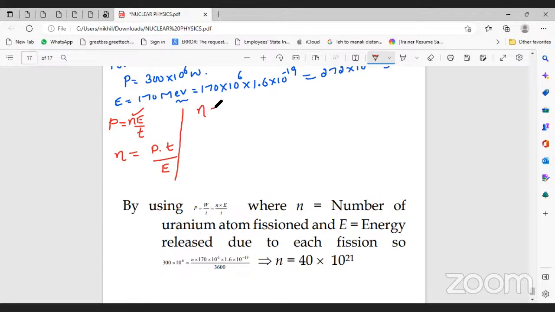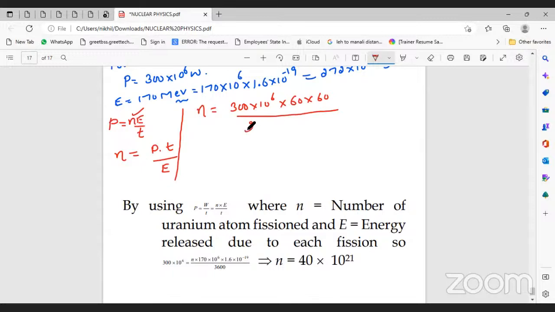So n is equal to, what is power? Power is 300 into 10 power 6 watt. Time is 1 hour. For 1 hour, you know that it is 3,600 seconds, right? 1 hour is 60 minutes, and 1 minute is 60 seconds. So 60 into 60 times, whole thing divided by the energy.